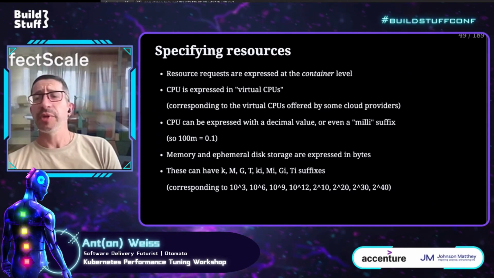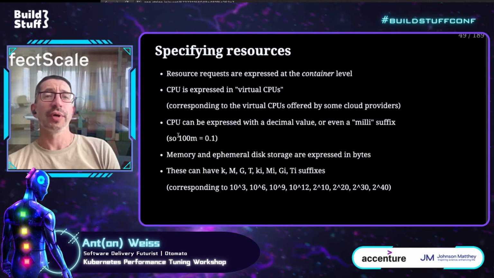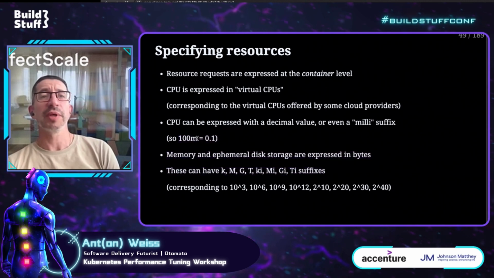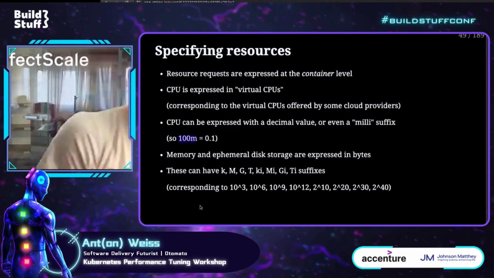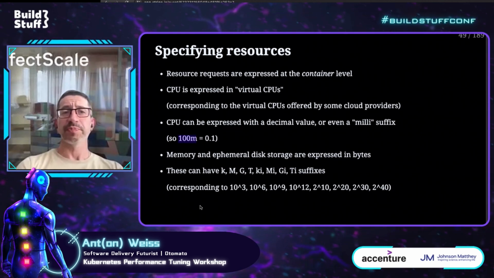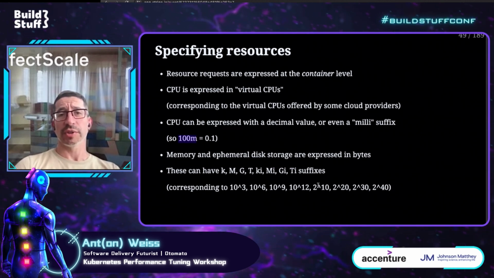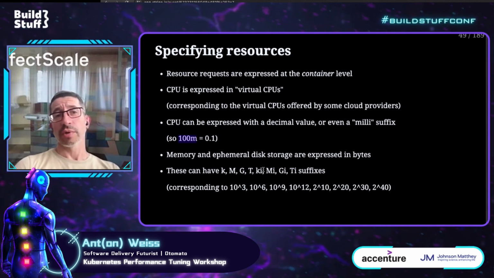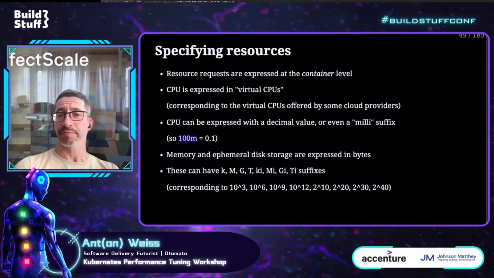Okay, CPUs are expressed in virtual CPUs. This can be integer values, or we can specify them in decimal values, or we can also specify them in millicores, and that's something that's most prominent. That's what you see in most specs. Memory and ephemeral disk storage are expressed in bytes, and of course they can have the K, M, G, T suffixes. And you can express them not only in megabytes and kilobytes, but also in mebibytes and kibibytes.